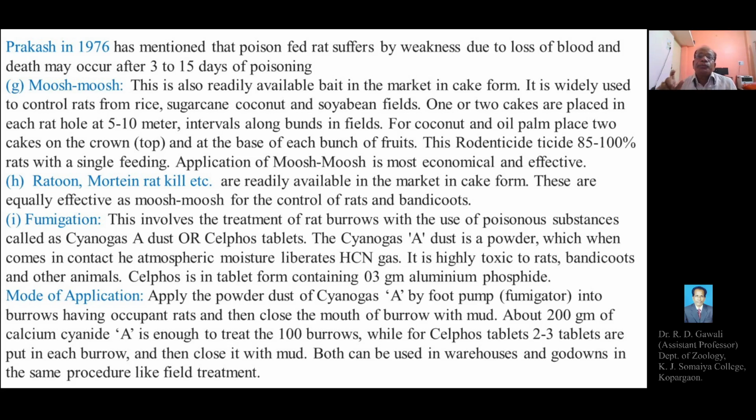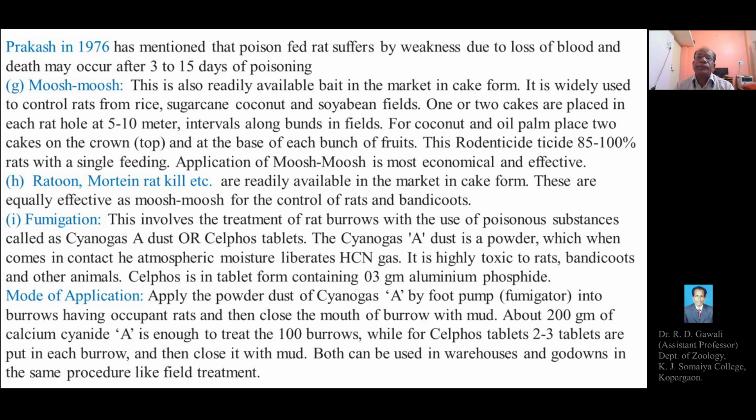One or two cakes are placed in each of the rat holes at 5 to 10 meter intervals along bunds in the fields. For the coconut and oil palm, place two cakes on the crown or top and at the base of each of the bunch of fruits.